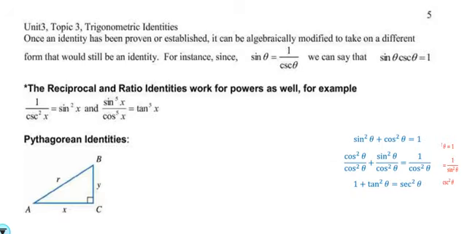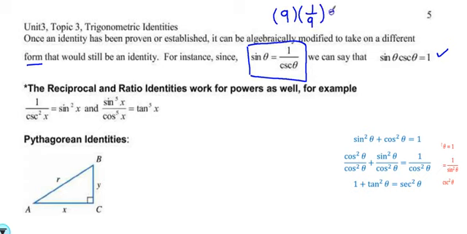So let's talk about Pythagorean identities. Once an identity has been proven or established, it can be algebraically modified to take on a different form. What does that mean? Look at this example: sine theta is 1 over cosecant theta. Can we multiply them together and make it 1? Yes, we know that if you multiply reciprocals, you get 1. The product of reciprocal functions is always 1. That's again the reason we call them reciprocal.